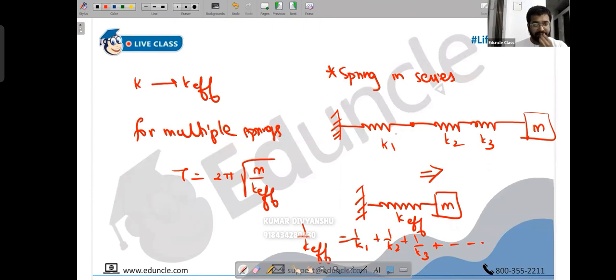So 1 upon k effective is 1 upon k1, 1 upon k2, 1 upon k3, and it goes on. So in series, there is reciprocal addition, and in parallel, there is direct addition. It is similar to capacitors. For capacitors also, if capacitors are in series, there is reciprocal addition. If capacitors are in parallel, then there is direct addition. But for resistors and inductors, you have direct addition for series and reciprocal addition for parallel.